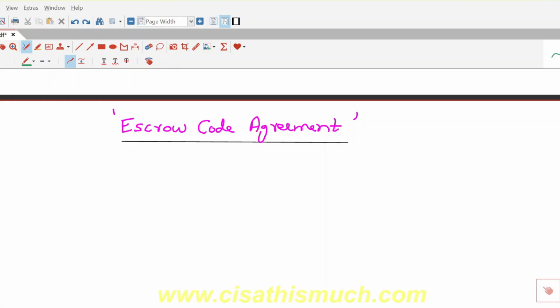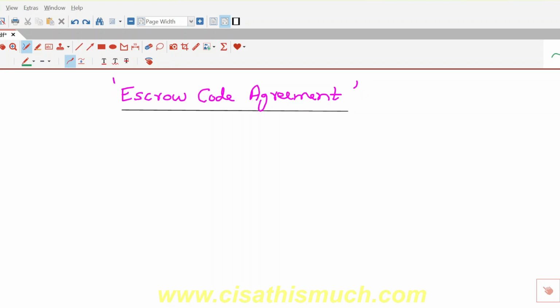Hello everyone. Let's look at the top 10 questions on escrow code agreement. Before looking at these questions, we will discuss this topic in a very interesting and summarized way. Escrow code agreement, right? When we say code here, it means the source code of the software.